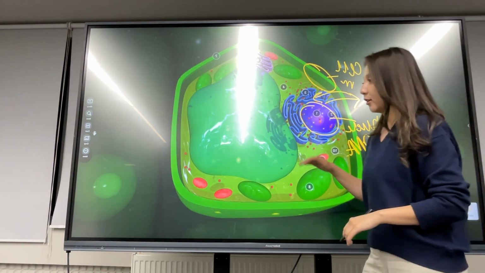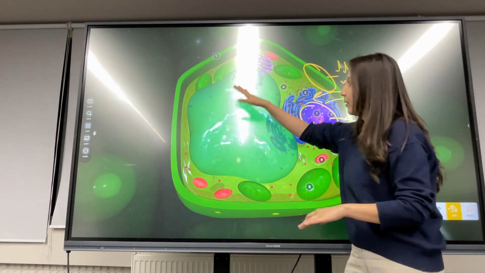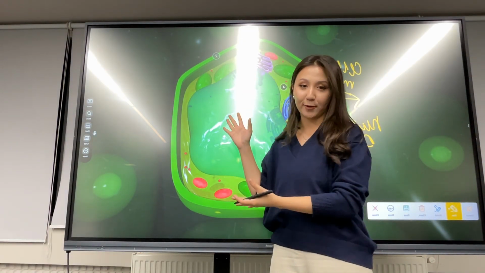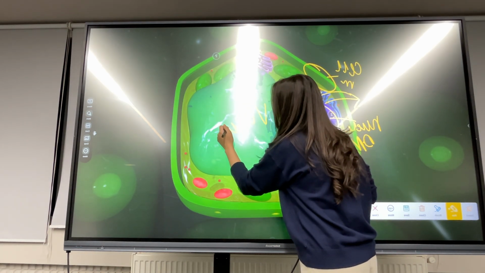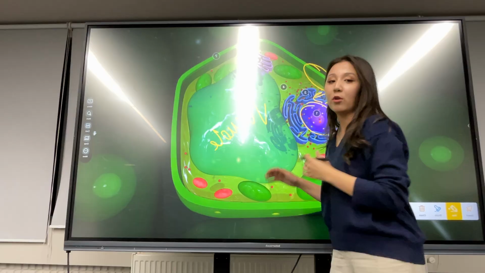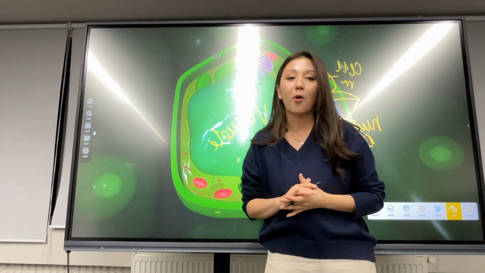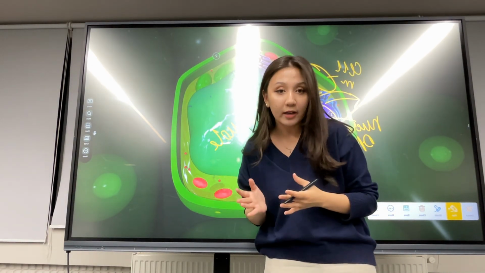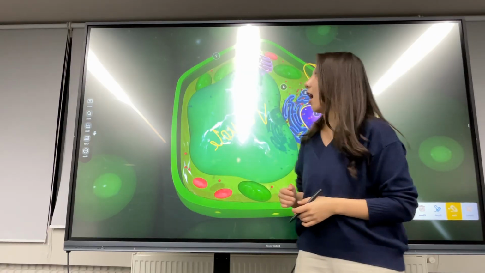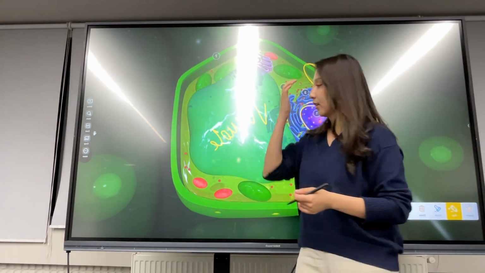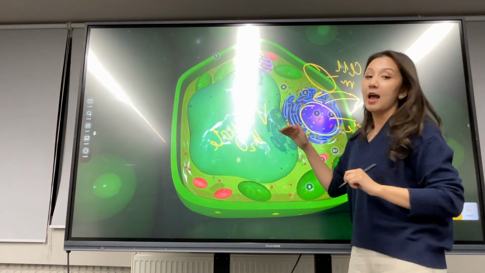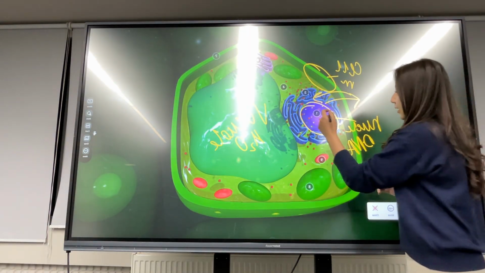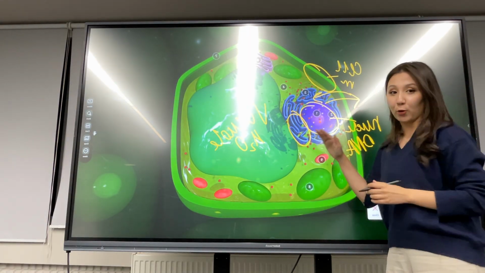DNA. Now let's talk about this component which takes up a huge part of the cell. We call it the vacuole. The vacuole is responsible for storing the water and the other nutrients that our plant needs. Let me write it down here. It's water.